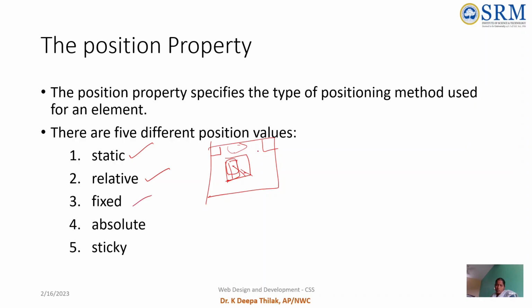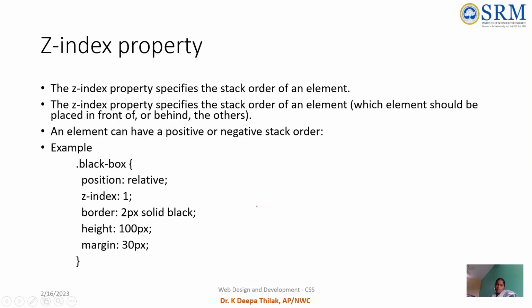And fixed means whatever line you have given in your source code, the same thing will be fixed in your output page also. Absolute value is where I am putting the points rightly, x-axis, y-axis and size, everything. And sticky means they will be sticking over the content wherever they are scrolling, wherever we are linked to them. And the Z index property is to give the stack order of an element.